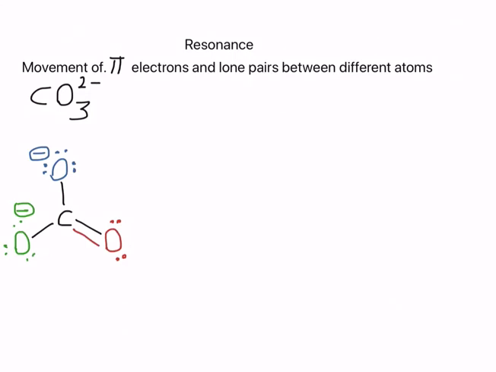I draw each oxygen with a different color. So carbon has a double bond with one of the oxygens, and the other oxygens have a negative charge. Now, the double bond can be between carbon and any of these 3 oxygens. So there are 2 others, and we can draw 2 other Lewis structures for carbonate.